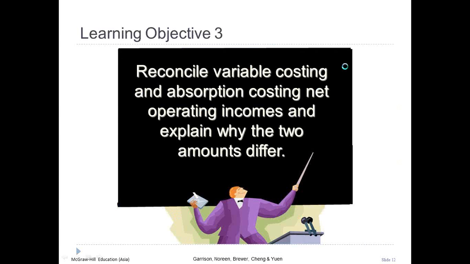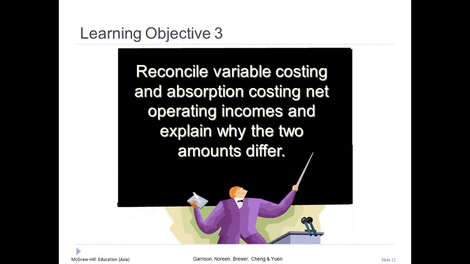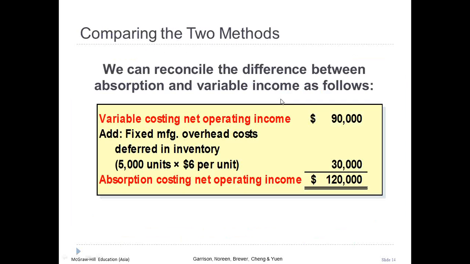previous one? Hold on. Under absorption costing, $120,000, because $30,000 was retained in inventory, but in the direct costing method, net income is less. Back this up.